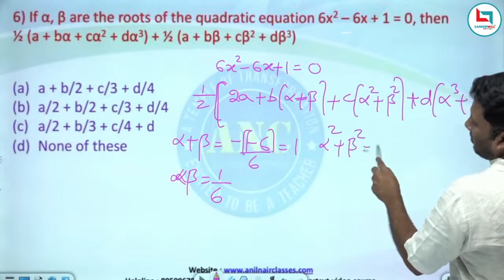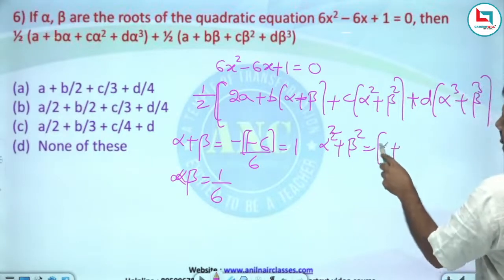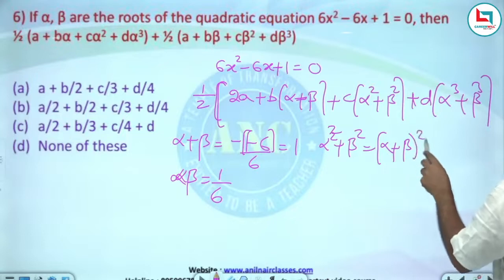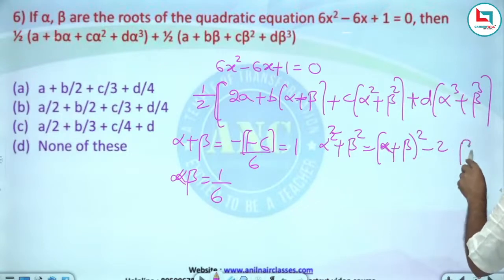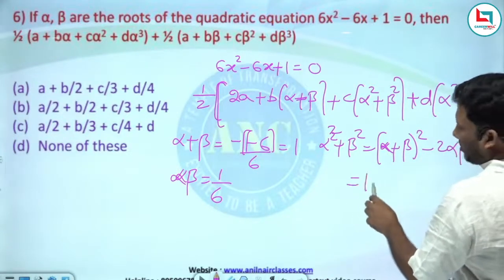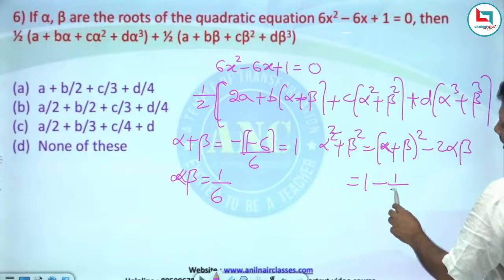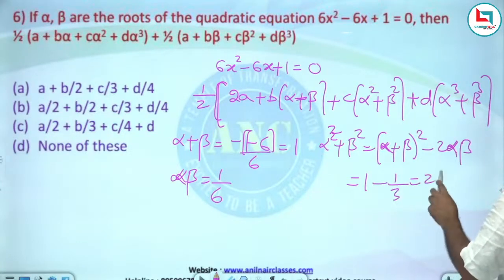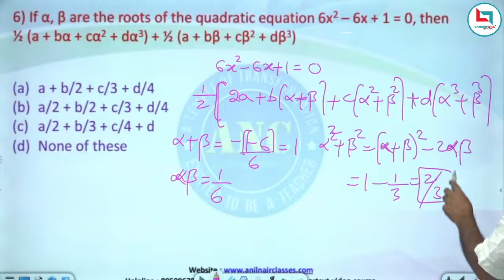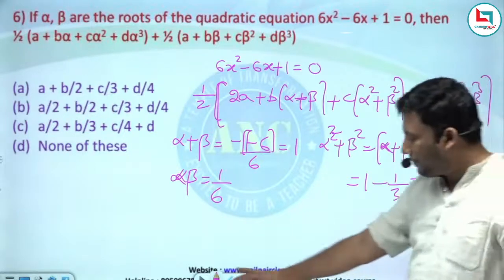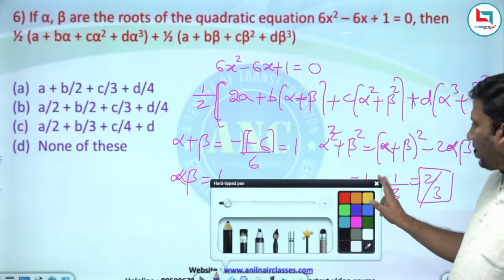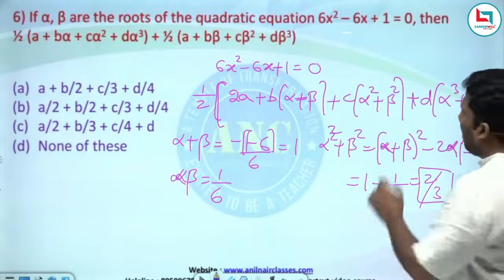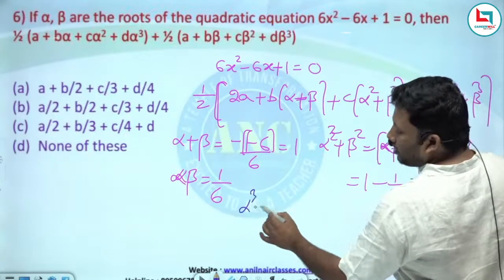Just a simple substitution, sir. Alpha plus beta whole square minus 2 alpha beta. So this will become, alpha plus beta is 1, 1 minus 1 by 3, which is 2 by 3. I hope it is clear. Alpha square plus beta square is 2 by 3. Next is alpha cube plus beta cube.